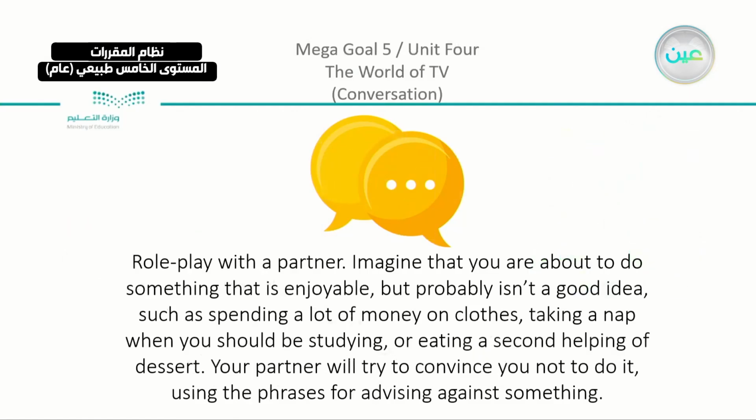What are you going to do? Role play with a partner. Imagine that you are about to do something that is enjoyable, but probably isn't a good idea, such as spending a lot of money on clothes, taking a nap when you should be studying, or eating a second helping of dessert. Your partner will try to convince you not to do it using the phrases for advising against something.